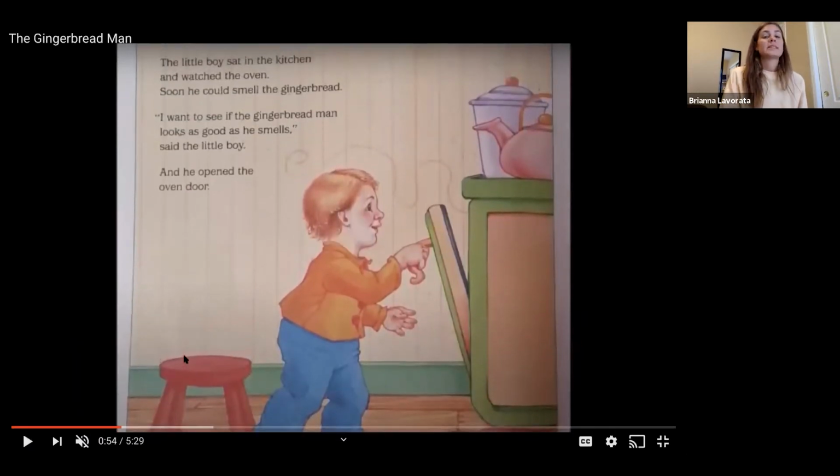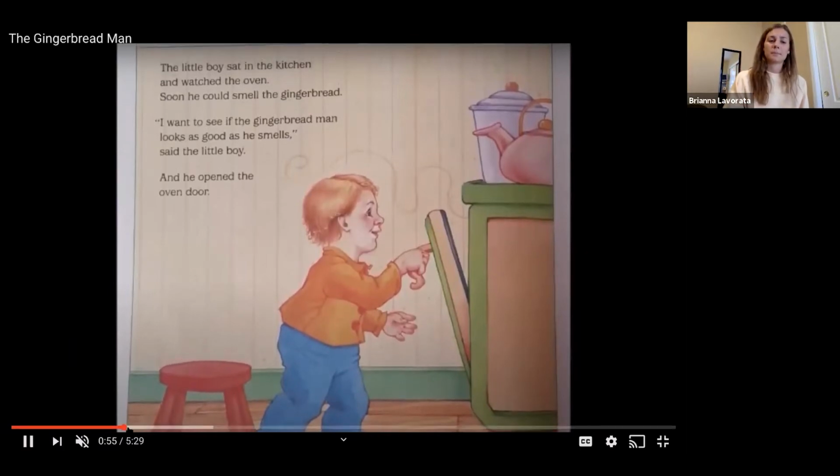The little boy sat in the kitchen and watched the oven. Soon he could smell the gingerbread man. "I want to see if the gingerbread man looks as good as he smells," says the little boy. And he opened the oven door.